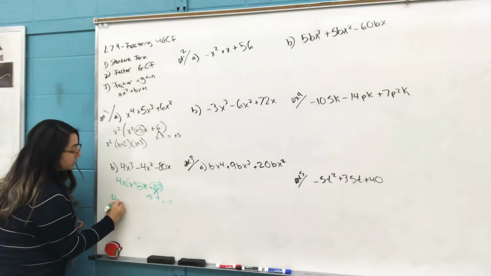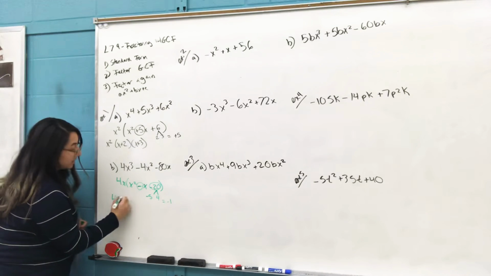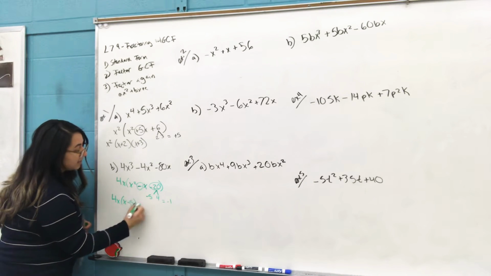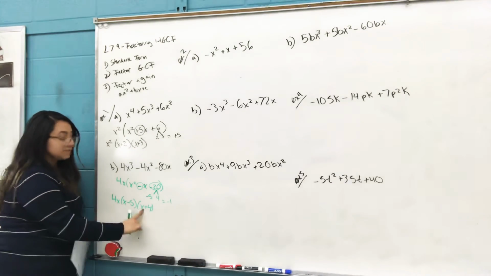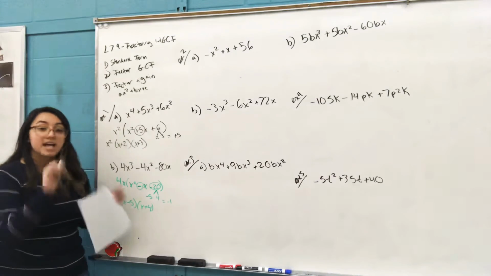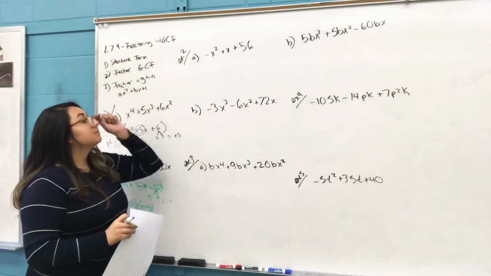When we factor, we get 4x, our number from the beginning, we can't forget that, times x minus 5 times x plus 4. You could flip it, so it could be 4x times x plus 4 times x minus 5. Either way they work.